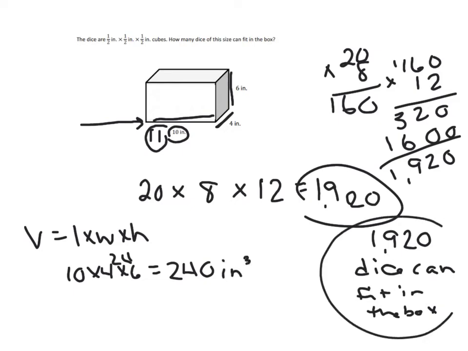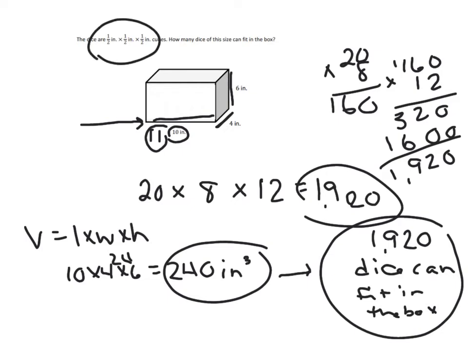Now, how do we relate these two numbers? There's 1,920 dice that can fit in the box, and the volume of the box is 240 cubic inches. How do those two numbers relate? Well, if we have a 1/2 by 1/2 by 1/2 inch cube, 1/2 times 1/2 is 1/4, and 1/4 times 1/2 equals 1/8. So the cubes, or the dice, are 1/8 cubic inches.